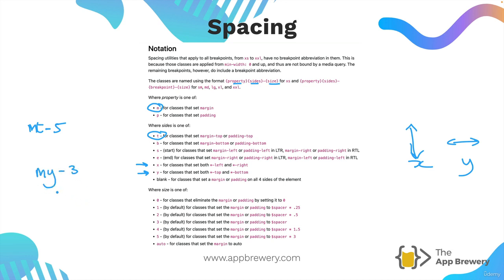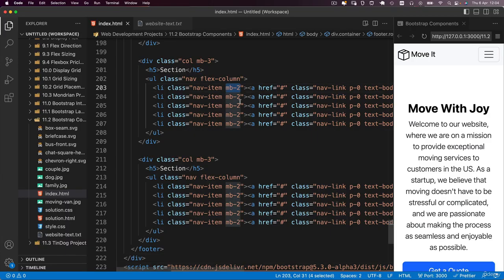MY-3. It looks like my 3, but it actually says set the margin for the Y axis to a size of 3. It's relatively easy once you understand it, but when you just see it in the code, it can be really, really confusing. But now you should be able to see that in our footer, we've got MB-2, and that of course stands for adding margin to the bottom, and it's a size of 2. That's how we can decode all this.